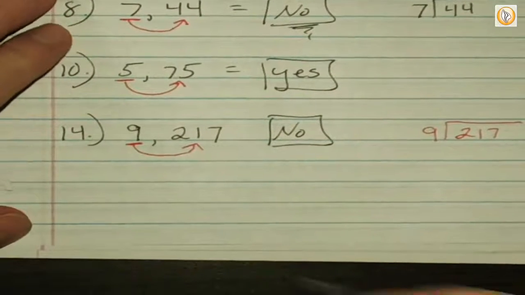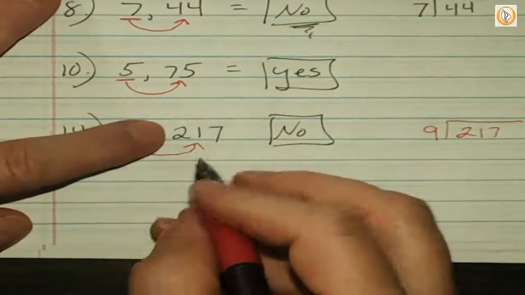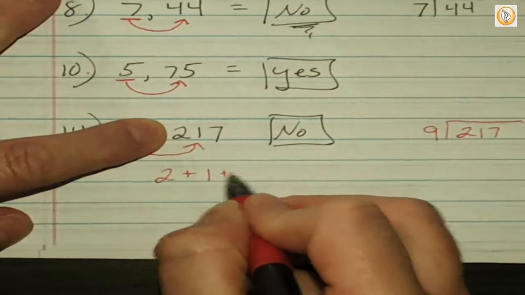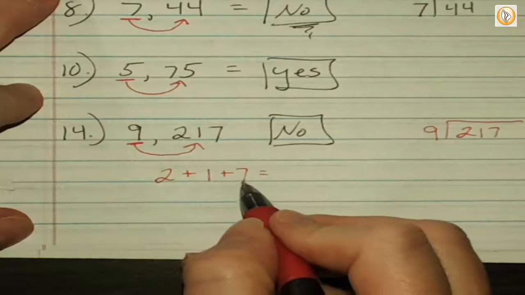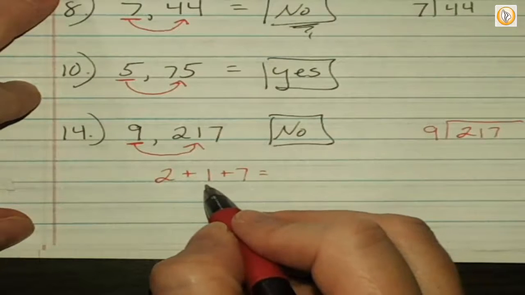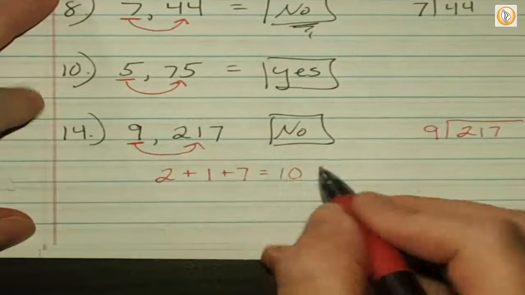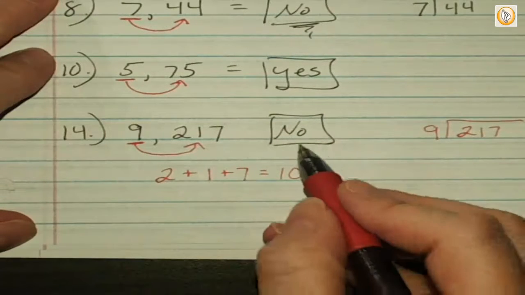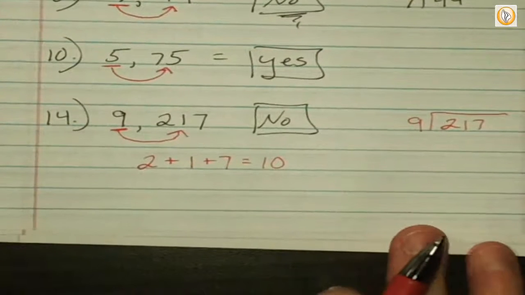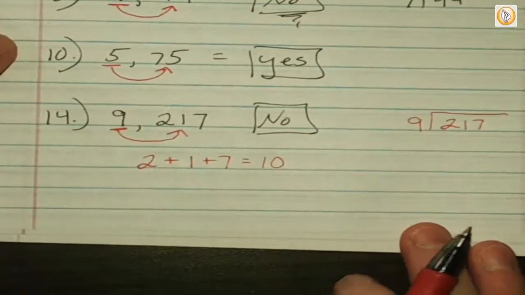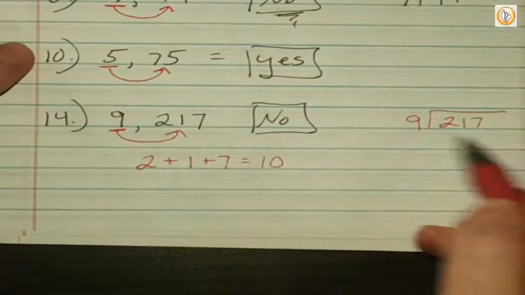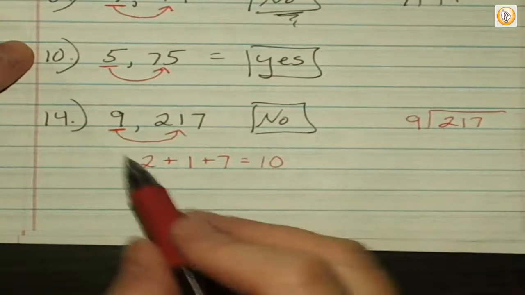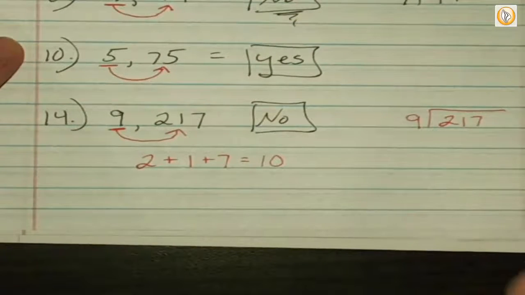Or, look at this, Tanner. What's the rule for 9? We add our digits. 7 plus 1 is 8. 8 plus 2 is 10. Can 9 go into 10 evenly? It's a no. That's why I purposely did that one. You can just do plain old division to find out, or you can remember your rule. I personally find that easier to remember because we've already learned that. But either way. Okay.